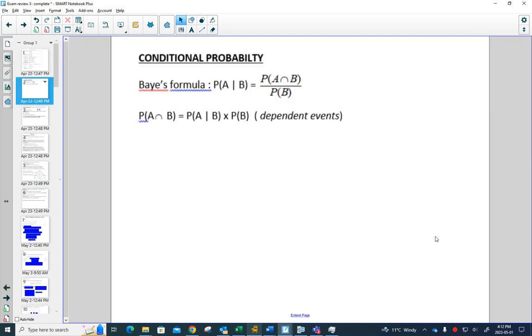Conditional probability, sometimes called Bayes' formula. Given a certain event, so this is the probability of A, given that you know B happens. That's the probability of A and B divided by the probability of B. And this formula is just a rearrangement of your probability of A and B formula.